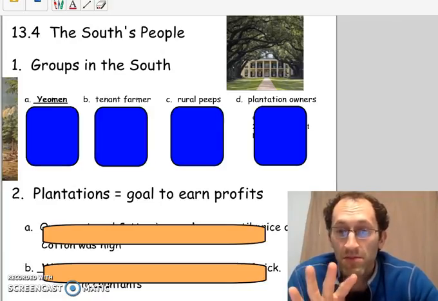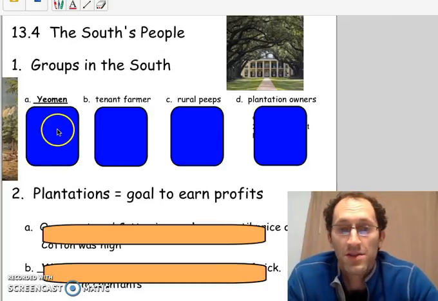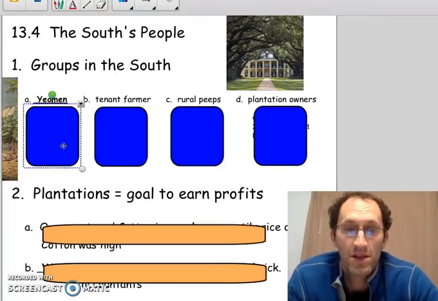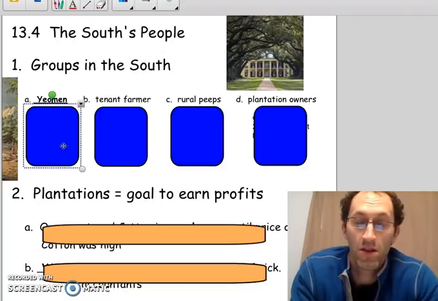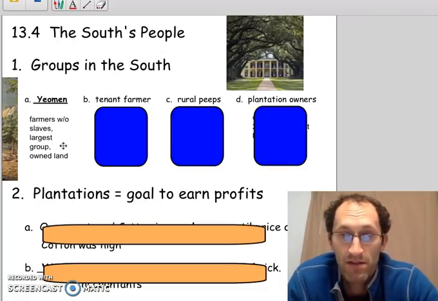There's four main groups of people in the South, and the first one are the yeomen. So write this in. I want you to know that the yeomen were the largest group of all people in the South. They were the farmers without any slaves. They owned between 50 and 200 acres of land, and obviously, they own land.